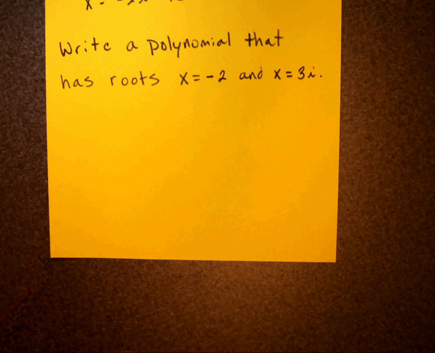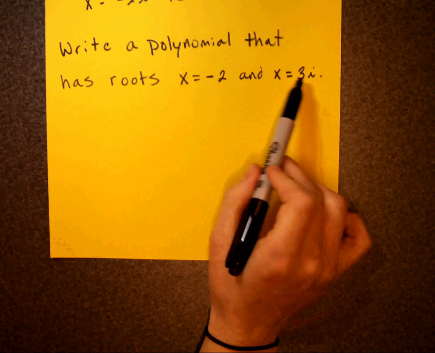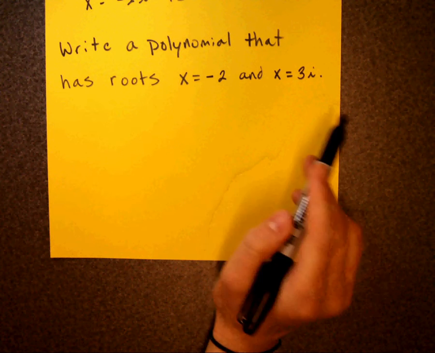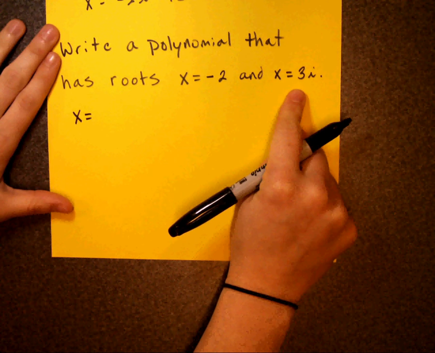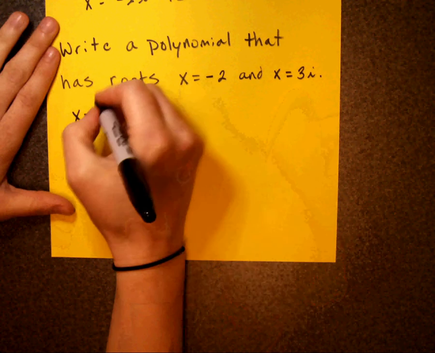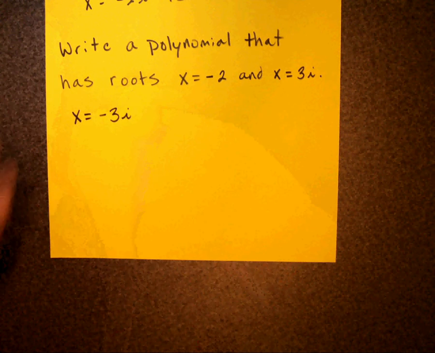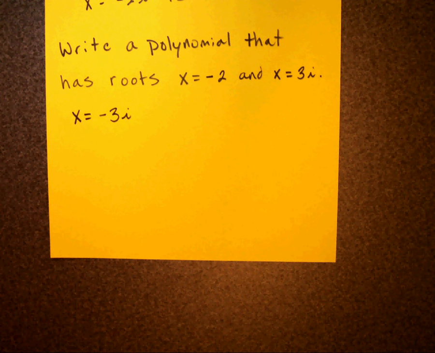Okay, so we want to write a polynomial that has roots x equals -2 and x equals 3i. Since I'm given an imaginary root, I know that automatically the opposite of it is also a root. So if 3i is a root, that means -3i is also a root. So to find what that original equation is, I'm going to put everything back into factor form.